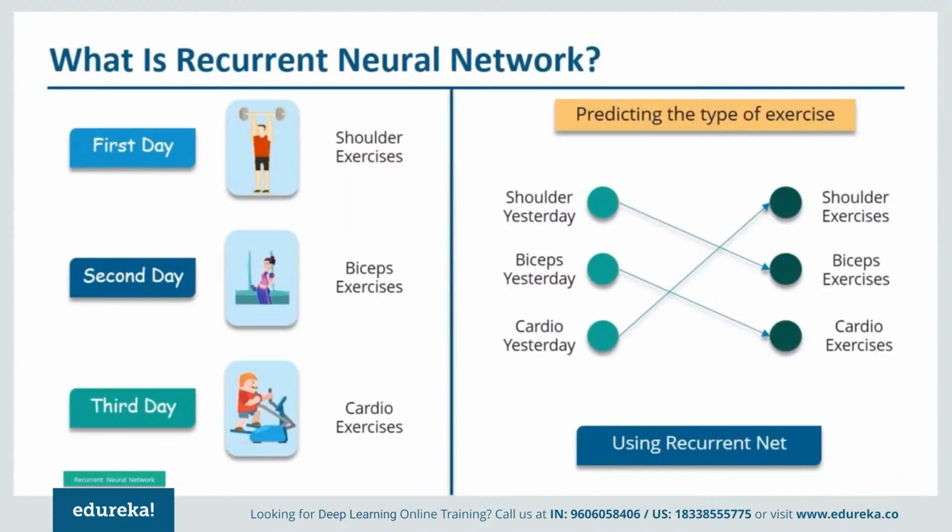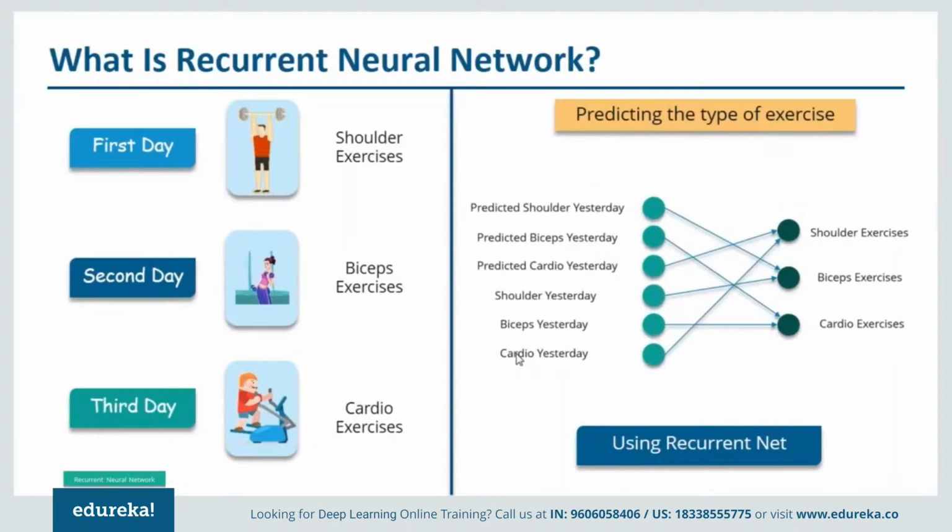Now there can be one scenario where you are unable to go to gym for one day. Due to some personal reasons, you could not go to the gym. Now what will happen at that time? We'll go one timestamp back and we'll feed in what exercise that happened day before yesterday. So if the exercise that happened day before yesterday was shoulder, then yesterday there were biceps exercises. Alright, similarly biceps happened day before yesterday, then yesterday would have been cardio exercises. Similarly, if cardio would have happened day before yesterday, yesterday would have been shoulder exercises.